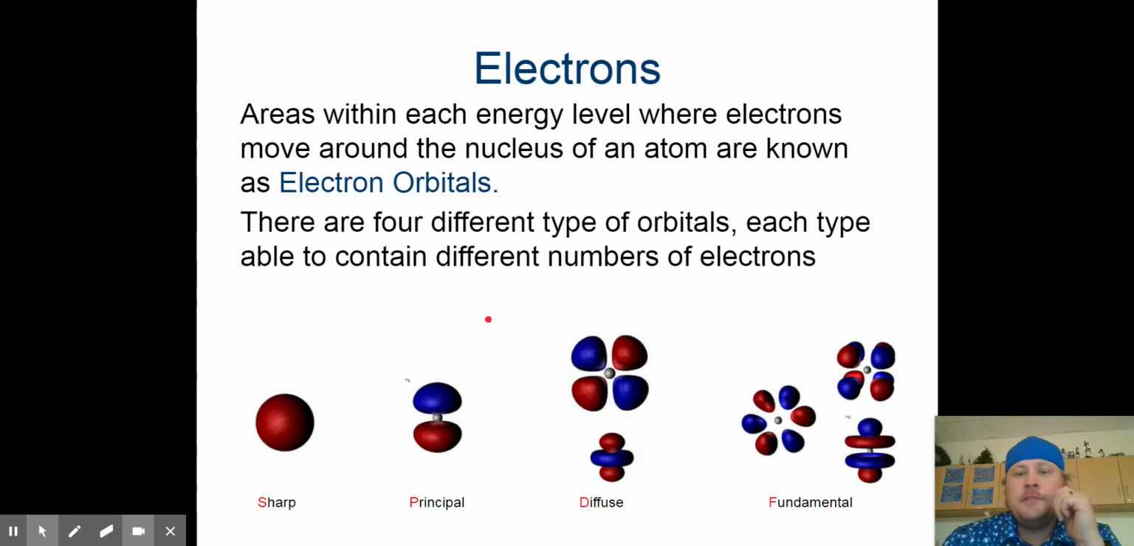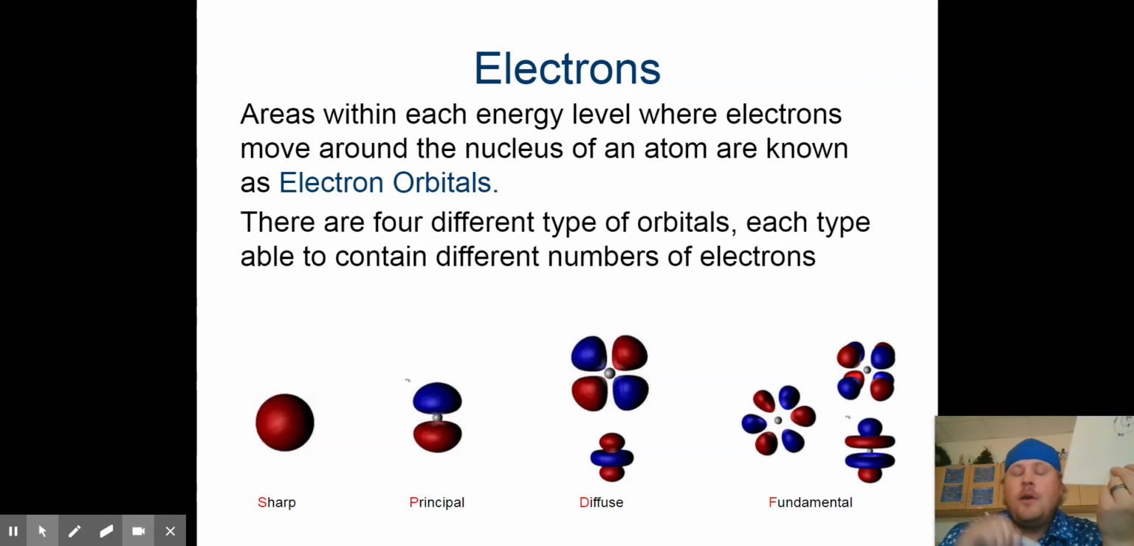Areas within each energy level where electrons move around the nucleus of an atom are known as an electron orbital. Okay, so let's go back to our drawing, and I'm going to try to point as good as I can. When it goes around, that's an orbital. If you remember, when we talk about space, an orbital is something that goes around and around and around. A level is the number of circles there are outside of the nucleus. So 1, 2, 3, 4, 5, 6, we get up to 7.